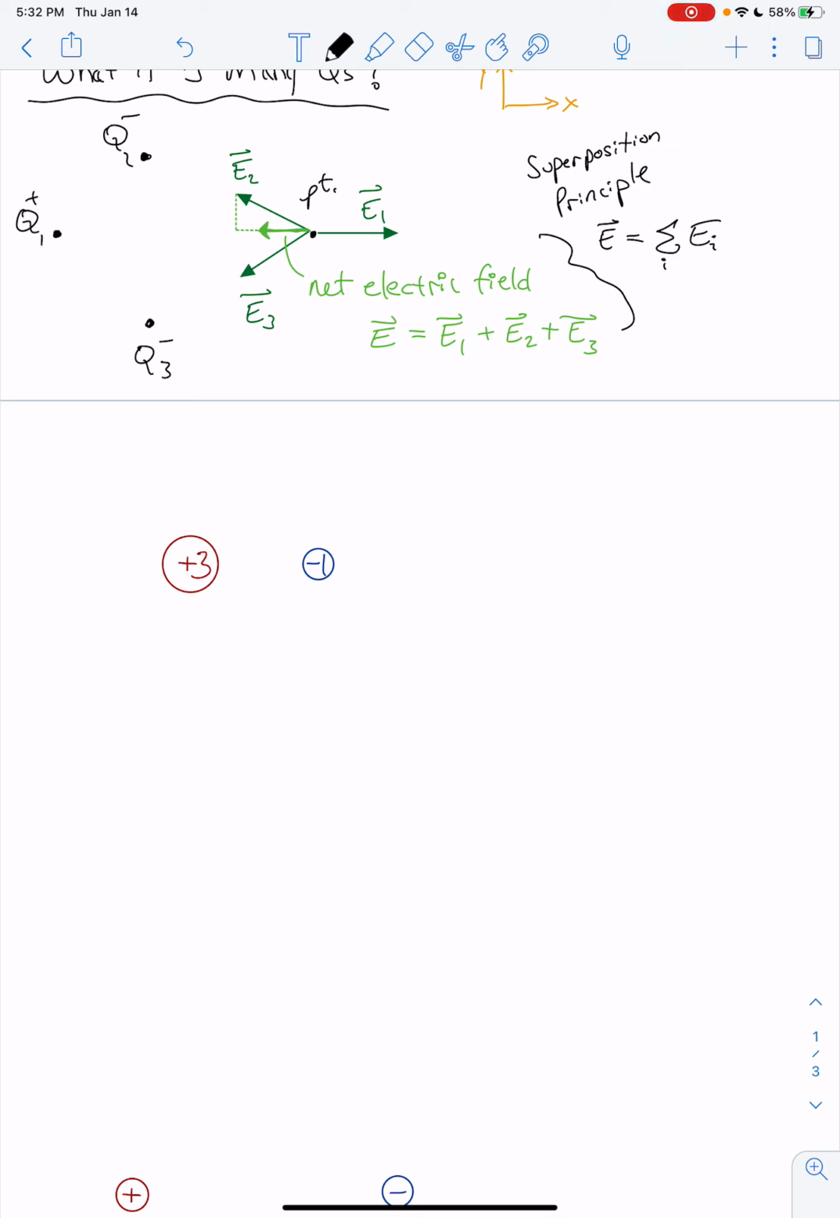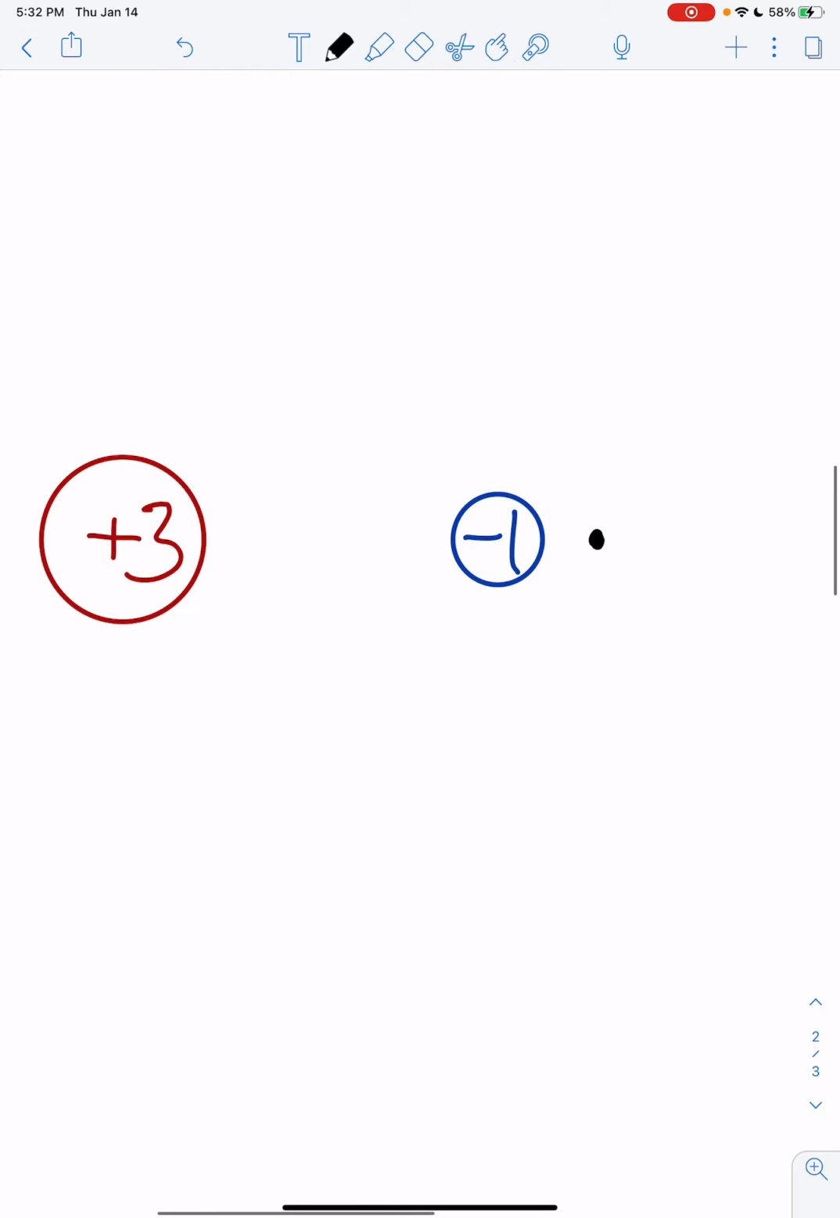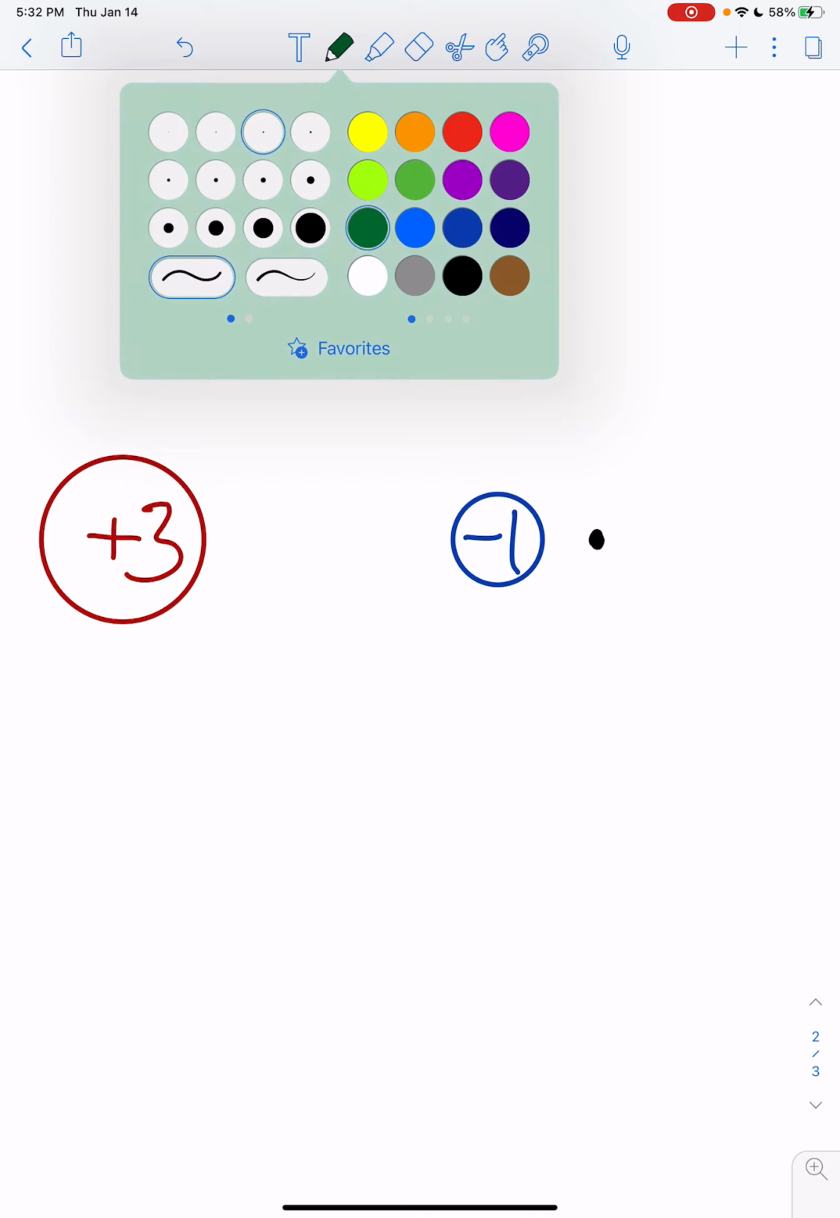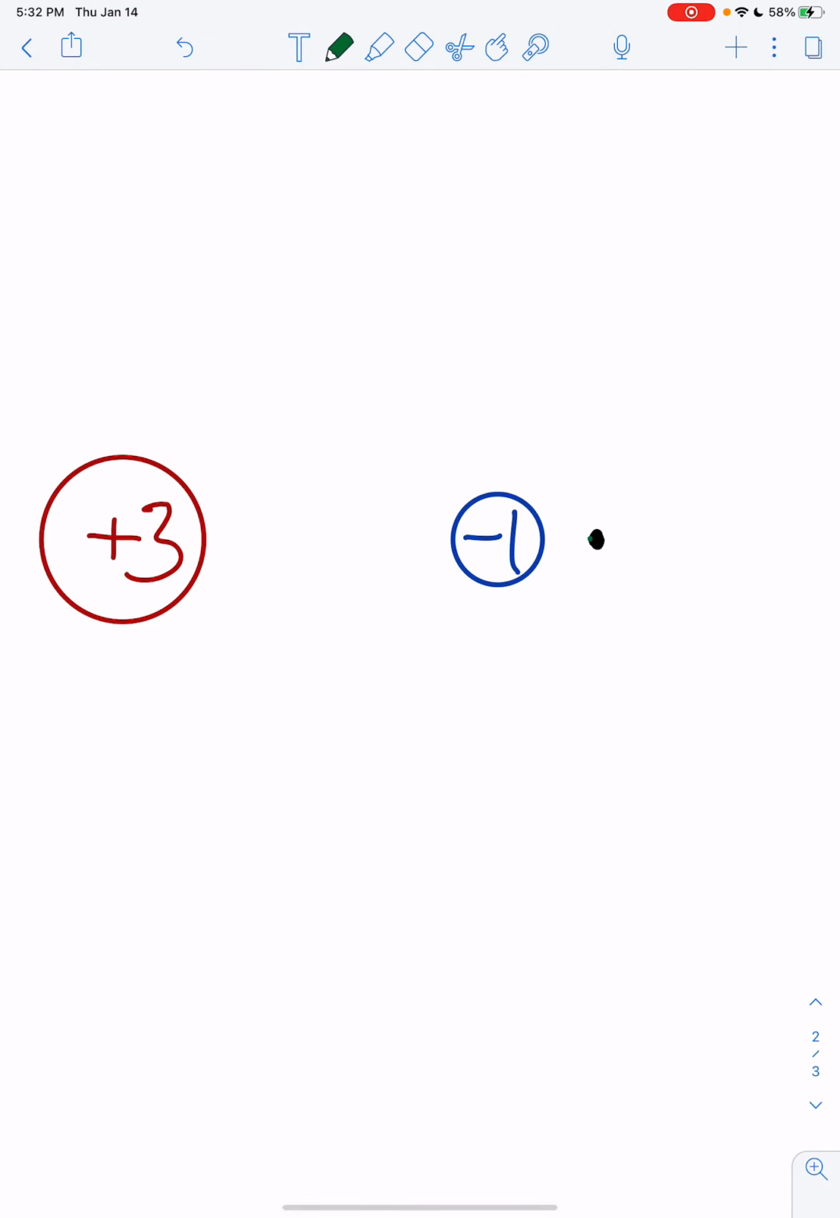Now, what's going on if we choose a point really close to the -1? Well, in that case, we're going to have an overall force and an overall field that's going to be much more strongly influenced by the -1. And so if we're looking at what kind of field we get next to a negative, we're going to have an electric field that is in this direction. So that's what the field is going to look like at that point.